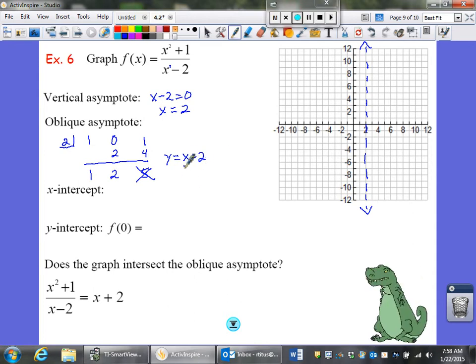So we have to graph this. What this means is your y-intercept is 2 and your slope is 1. So if the y-intercept is 2, that's right here. And 1 means that you are counting up 1 and over 1. Now remember, we're not drawing the graph right here. We're only drawing an asymptote. This is what the graph will not cross, okay?